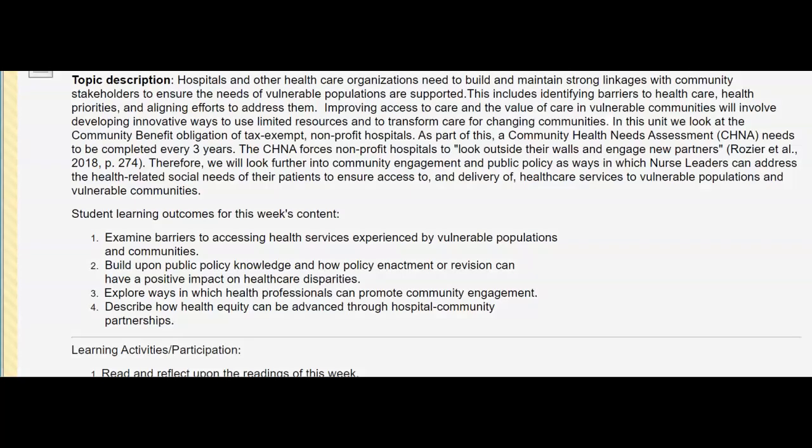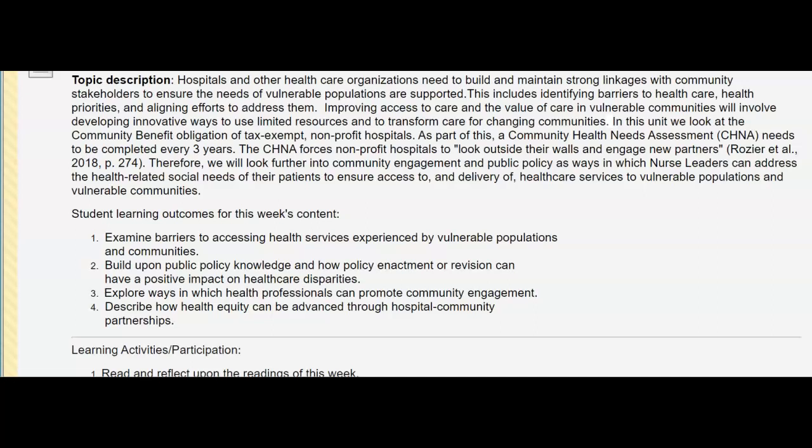Welcome to Learning Unit number 5. In this learning unit, we're going to be talking about hospitals and other healthcare organizations, about their need to truly build and maintain strong linkages with community stakeholders, in order to ensure that the needs of vulnerable populations are supported.